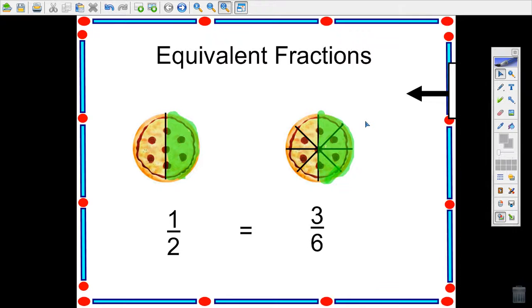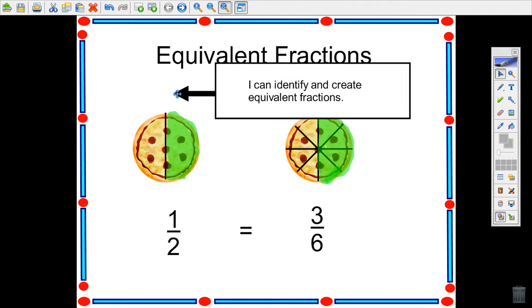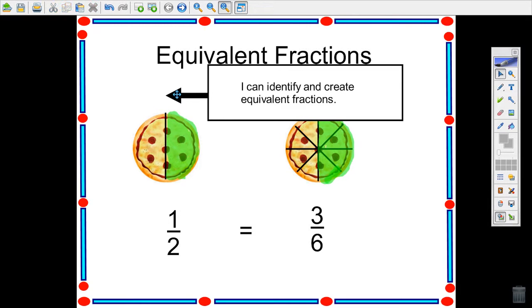Hey everyone, as you know, we have started studying equivalent fractions in math class. So this little video tutorial will explain how to identify and create equivalent fractions. When we're done with this lesson, you should be able to identify if a fraction is equivalent to another one, and you should be able to come up with examples of equivalent fractions on your own.